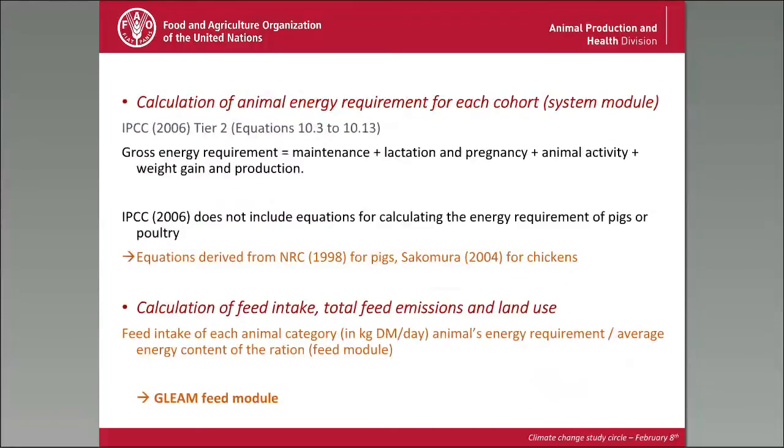What do we know about IPCC Tier 2 emissions when it comes to the energy requirement of each cohort? We need to look at the gross energy requirement as the sum of energy for maintenance, for lactation and pregnancy, for animal activity, weight gains, and production, for example, of milk. All this is very well described in the equations that are reported on this slide. So this is what GLEAM uses to calculate the Tier 2 energy requirements for each cohort. And then GLEAM calculates the feed intake based on what's available in terms of feed baskets to match this energy requirement, therefore calculating total feed emissions and also land use.